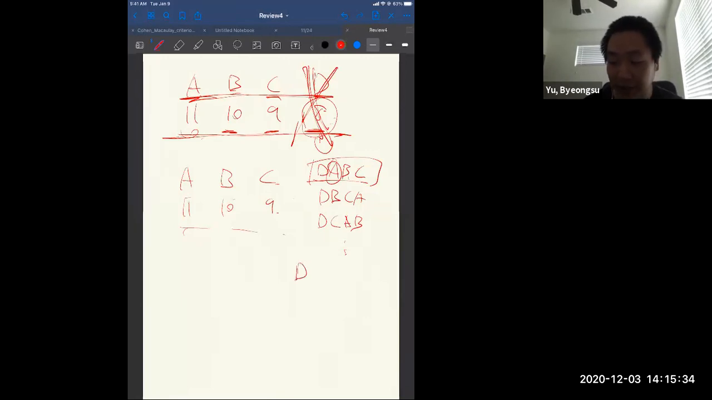Definitely D should get 0 votes in round 2. But still we need the preference list. Does it make sense, Minji? Does it answer your question?